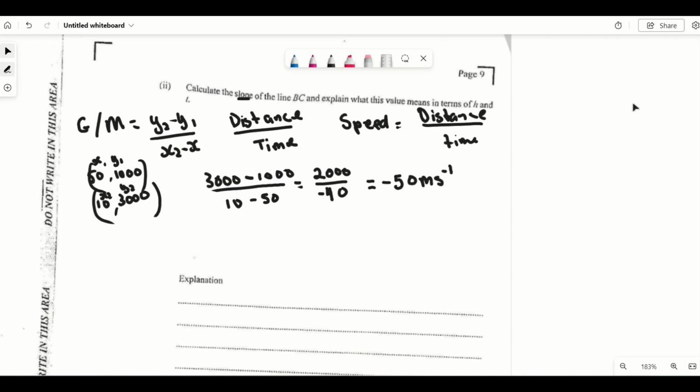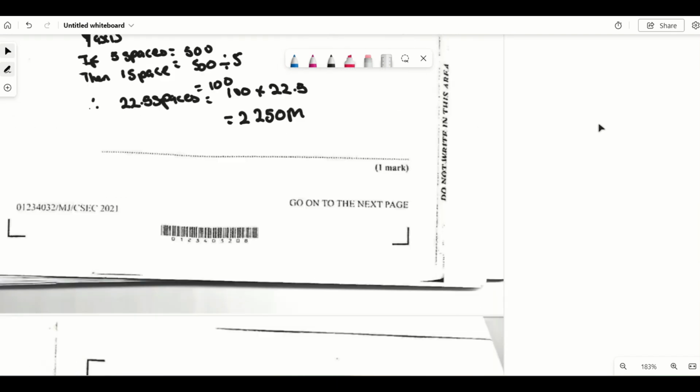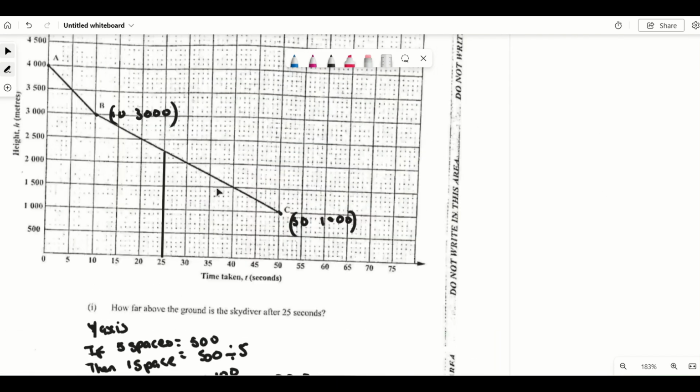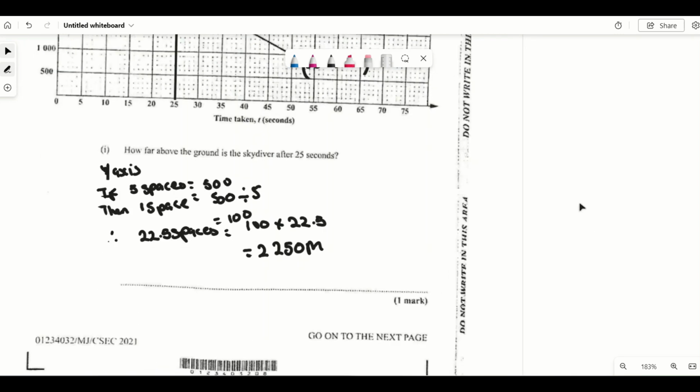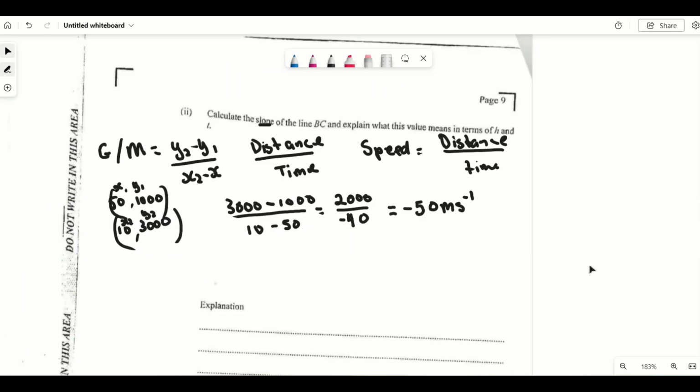And this makes sense because the reason why it is negative is, if we look at the graph, it is actually decreasing in speed, right? Our speed is decreasing. That is why it is decelerating, basically, right? That is why it is negative.